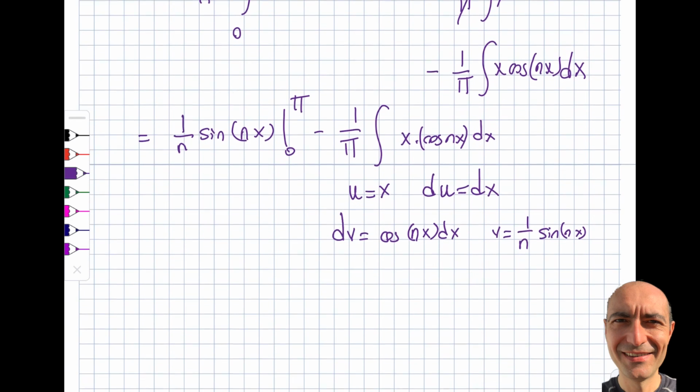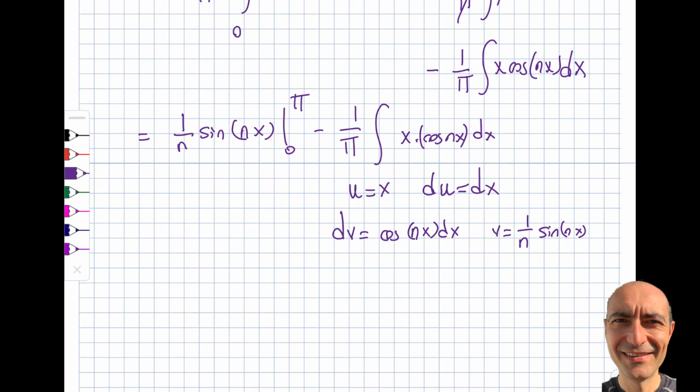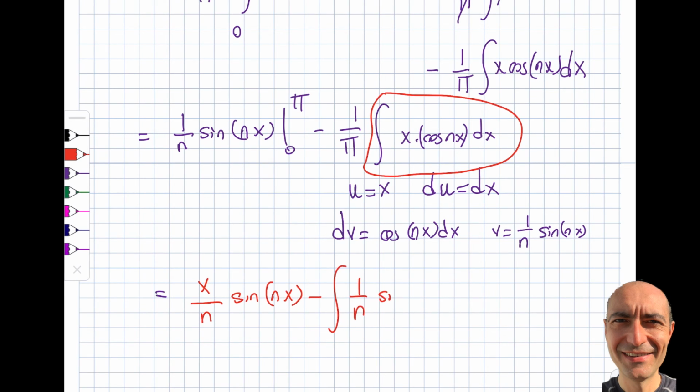Okay. So then I will go back and write this way. I'm just actually at this point dealing with this. I want to just evaluate this. Let's put the red font so we are consistent. So this will be uv, right? x by n sine nx minus v du. So v du will be the integral of 1 by n sine nx dx.